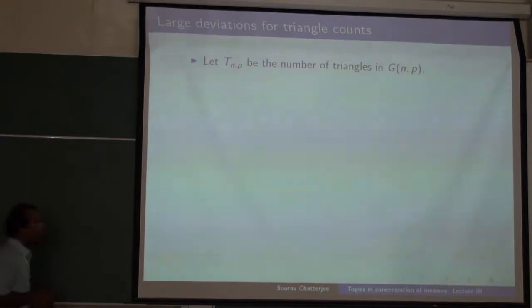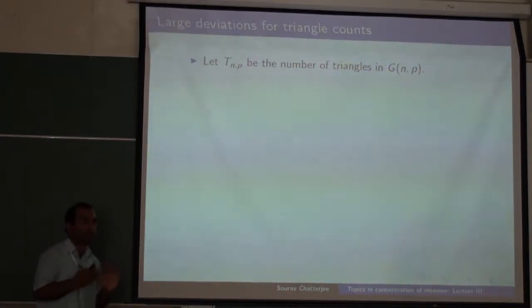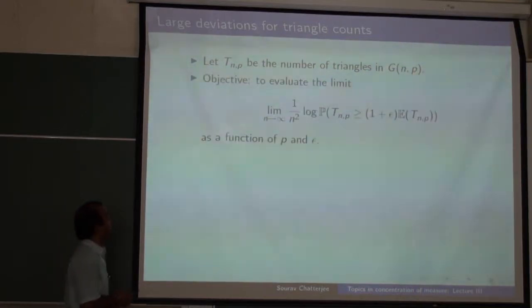Very concrete application now. After all this abstract theory, let T(n,p) be the number of triangles in G(n,p), and the objective is to evaluate this limit. So let's say you have some epsilon bigger than 0, and the chance that T(n,p) is bigger than 1 plus epsilon times the expected value, times 1 over n squared log.